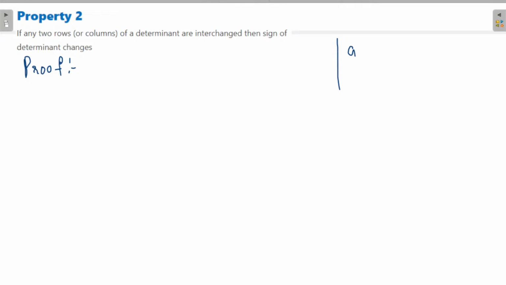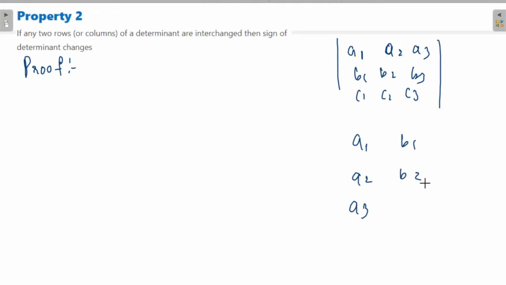It's so irritating. Okay, so here basically we are considering A1, A2, A3, B1, B2, B3, C1, C2, C3, and we are interchanging them. When we interchange this, they are saying that if any two rows... here let me interchange only two rows. Here I interchange three rows. Okay, don't worry, I will interchange any two rows.